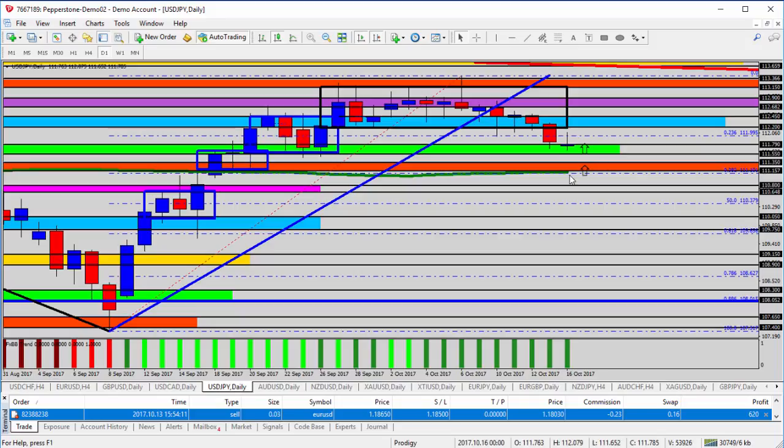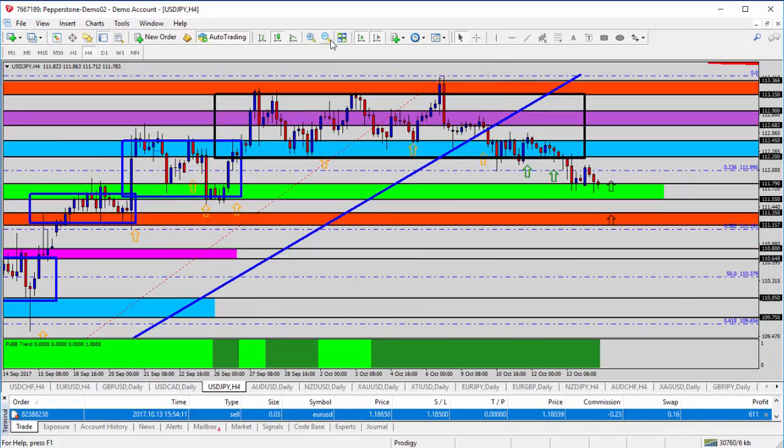And only if, I think really, if it breaks 111.15, the orange zone, 100 period moving average, do we look for it to go lower. Let's go ahead and take it down to the 4-hour time frame. Look at the support that we're seeing already at 111.80, 111.55, the green shaded area.